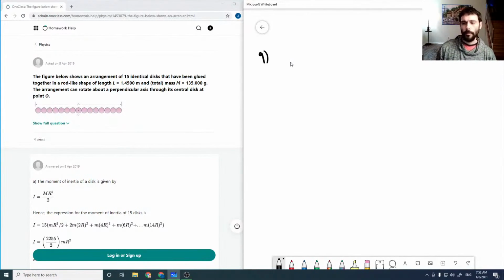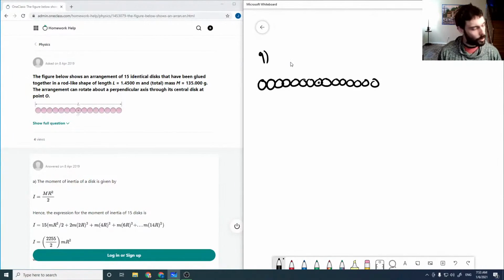So we've got 15 disks, which are all stacked together. And to solve for the moment of inertia, we need a couple things. So if I've got 15 disks, 1, 2, 3, 4, 5, 6, 7, 8, 9, 10, 11, 12, 13, 14, 15. And the center is there. And so they're all rotating about their central point. And so we want our full moment of inertia.